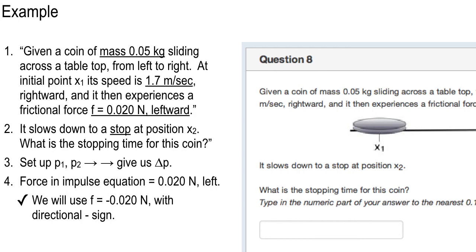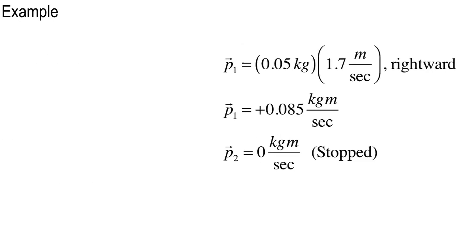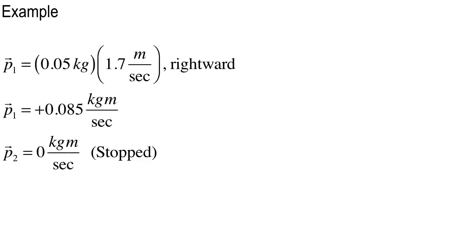And there's going to be a minus sign in the delta P, and a minus sign explicitly here in little f, the friction force. And they're going to be consistent. They will give us a positive number for the stopping time. All right, so let's try to put it together now.